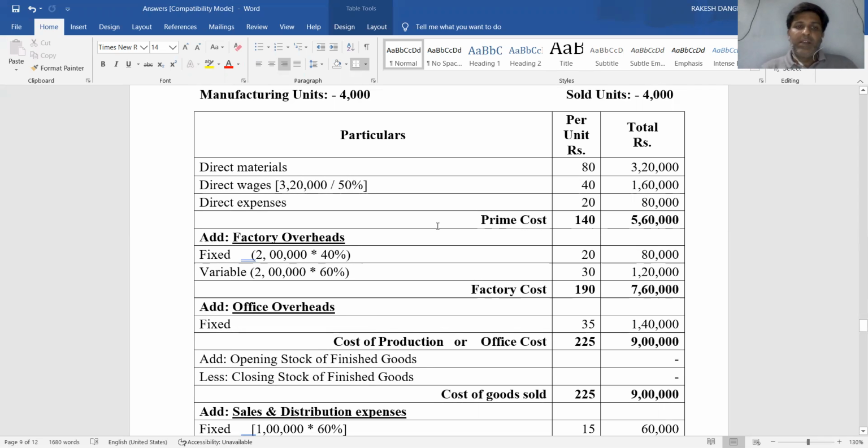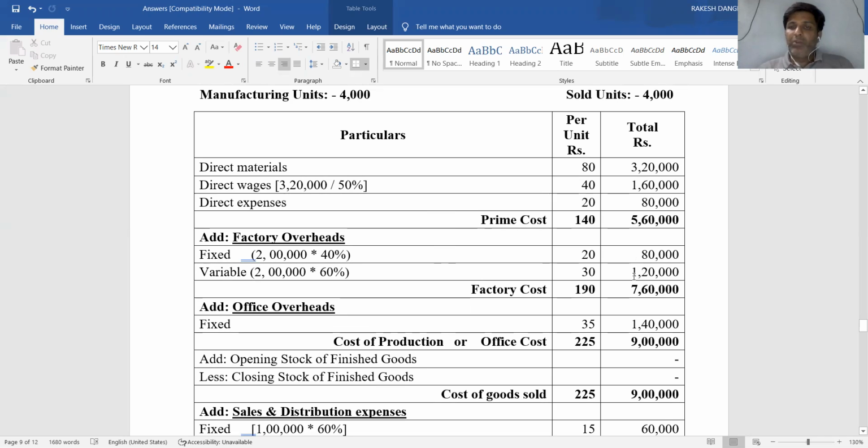Now, as per the default rule, we should add factory overheads. Factory overheads are rupees 2 lakh in total amount, but out of 2 lakh, 40% is the fixed portion and 60% is variable. So we divide it nature wise. 2 lakh into 40% will be rupees 80,000, and 2 lakh into 60% will be rupees 1,20,000.